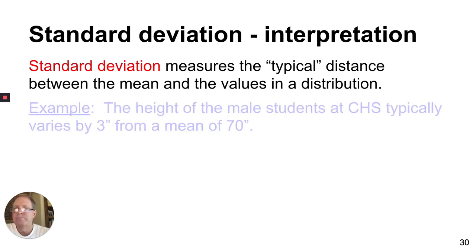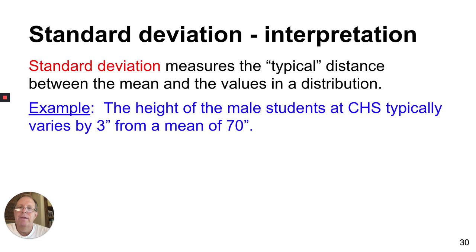in the distribution. Example: the height of the male students at Capel High School typically varies by 3 inches from a mean of 70. This is an interpretation of the standard deviation of male students at Capel High School. The height typically varies by 3 inches from the mean. So we have the phrase typically vary, then I have my standard deviation, and what does it typically vary from? It varies from the mean of 70.